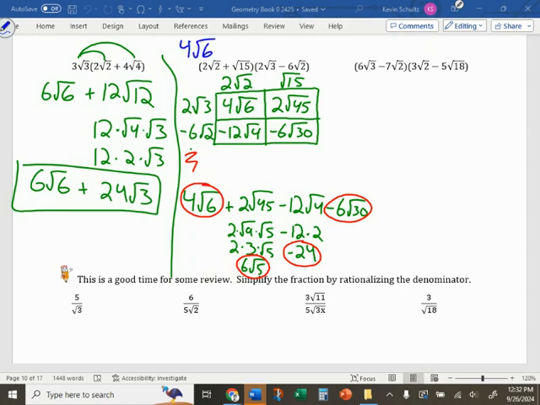4 root 6 plus 6 root 5 minus 6 root 30. No, minus 24. Because that constant, the 24, has to come last.